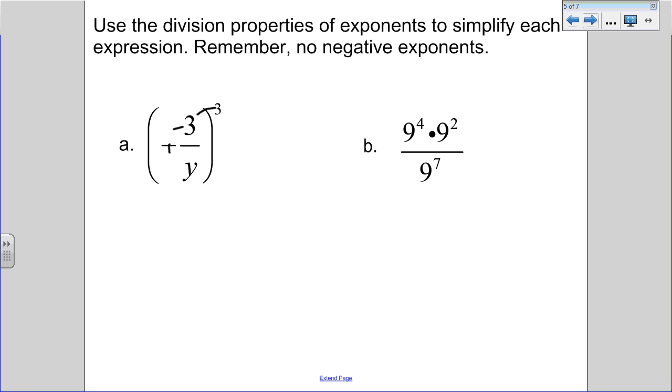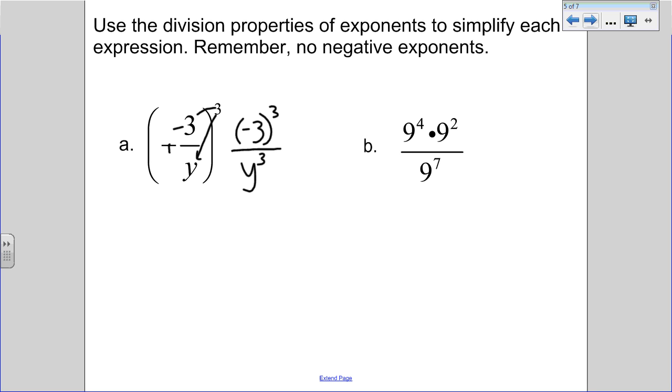So this 3 exponent is going to get raised to both the numerator and the denominator. So this is going to be negative 3 to the third over y to the third. And that's all you're doing, ladies and gentlemen. If I have anything that can simplify, then I want to do that. And I see a couple of you guys grabbing your calculators, so you're probably typing in negative 3 to the third, correct? Stop and think, guys, before you start hitting too many buttons.